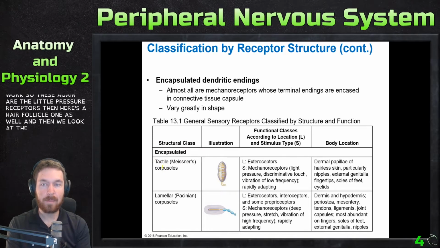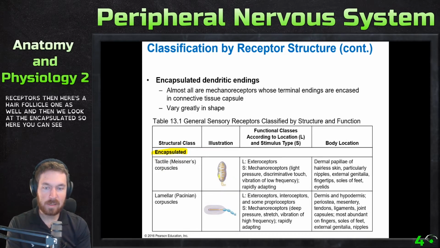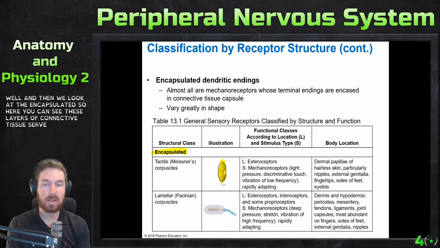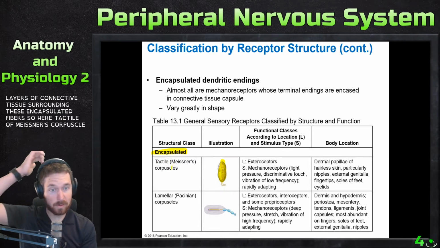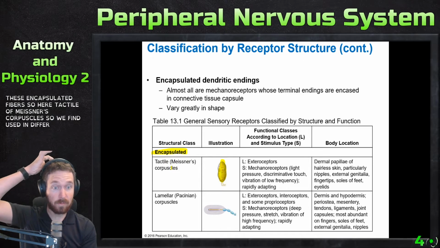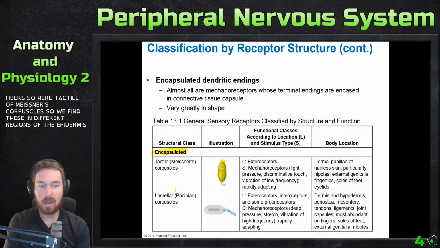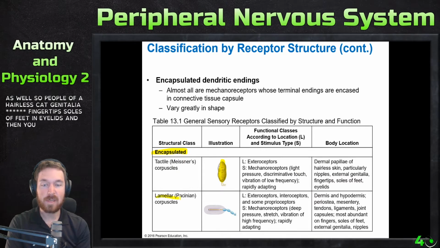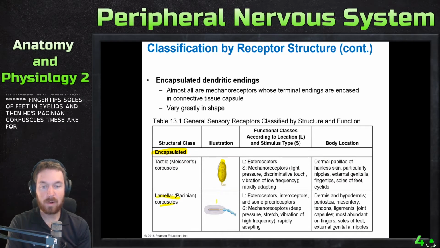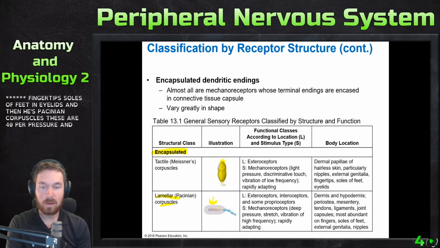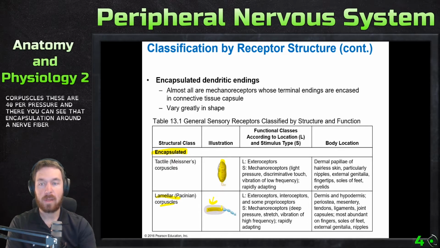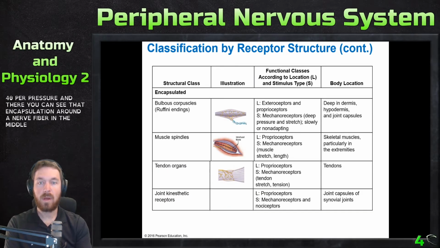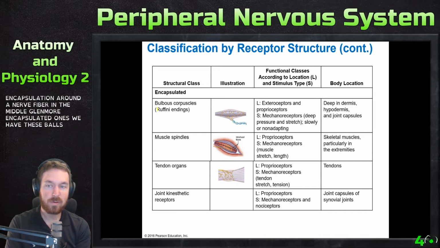And then we look at the encapsulated. Here you can see these layers of connective tissue surrounding these encapsulated fibers. Here, tactile or Meissner's corpuscles. We find these in different regions of the epidermis as well: papillae of the skin, hair, genitalia, nipples, fingertips, soles of feet, and eyelids. And then these Pacinian corpuscles, these are for deeper pressure, and there you can see that encapsulation around a nerve fiber in the middle. And then more encapsulated ones, we have these bulbous corpuscles or Ruffini endings.